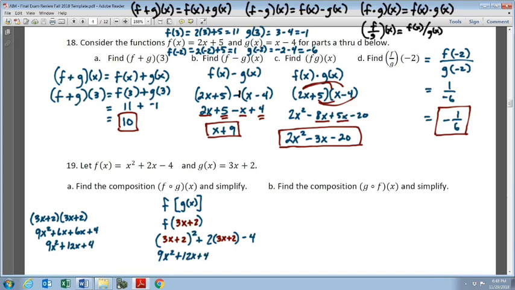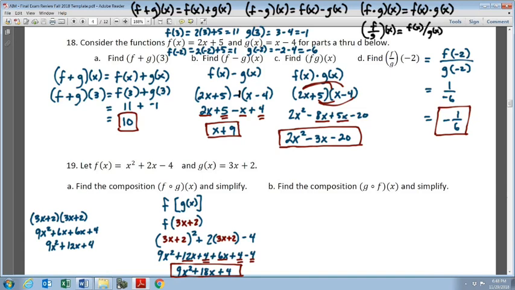In the middle there, 2 times 3x is 6x, and 2 times 2 is 4. And then don't forget that minus 4 there. And now we're just combining our like terms. We're going to get 9x squared, 12x and 6x, we're going to get 18x. 4 plus 4 minus 4, that's going to give you 4.